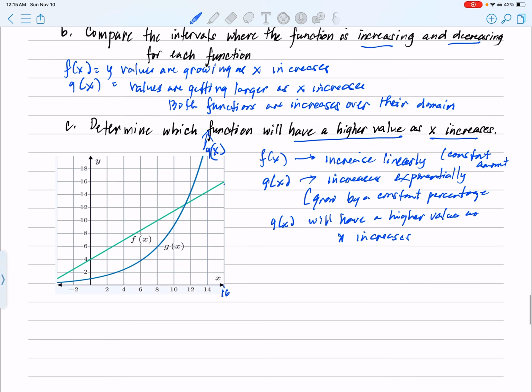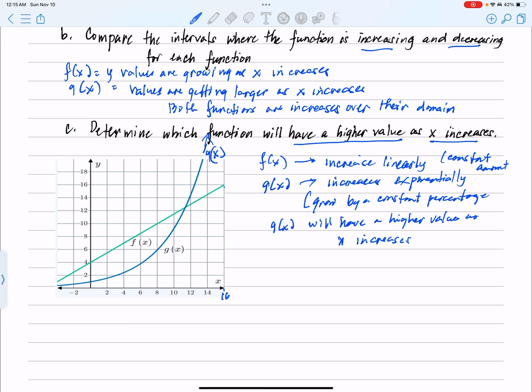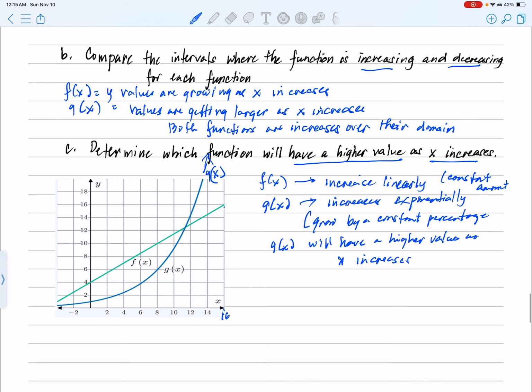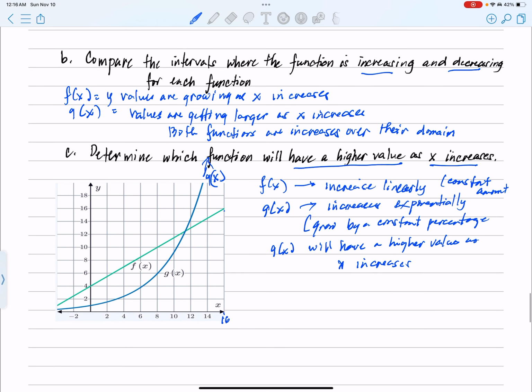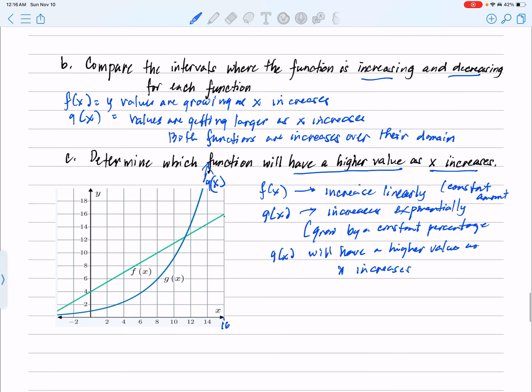We'll have more about linear and exponential functions, that is arithmetic and geometric functions, in the next video when we do the problems and solutions.